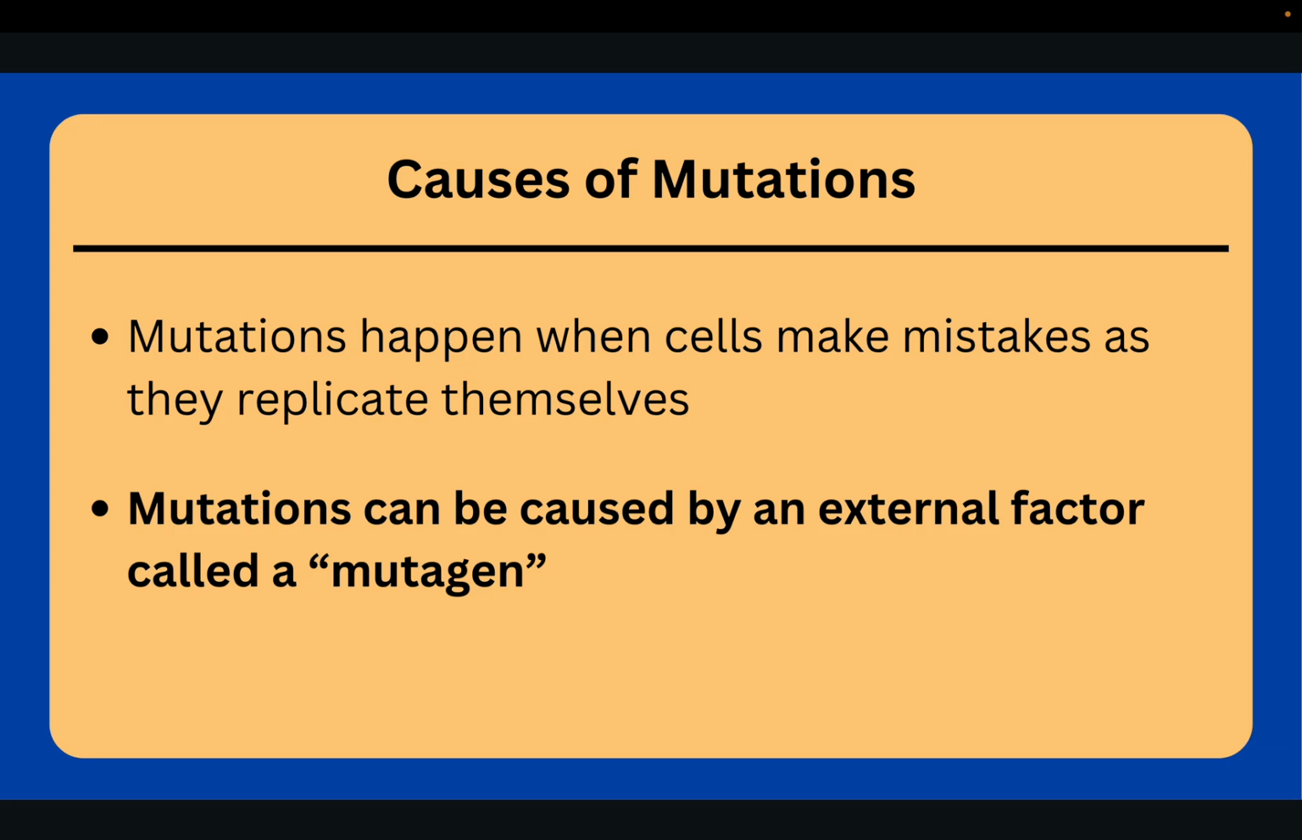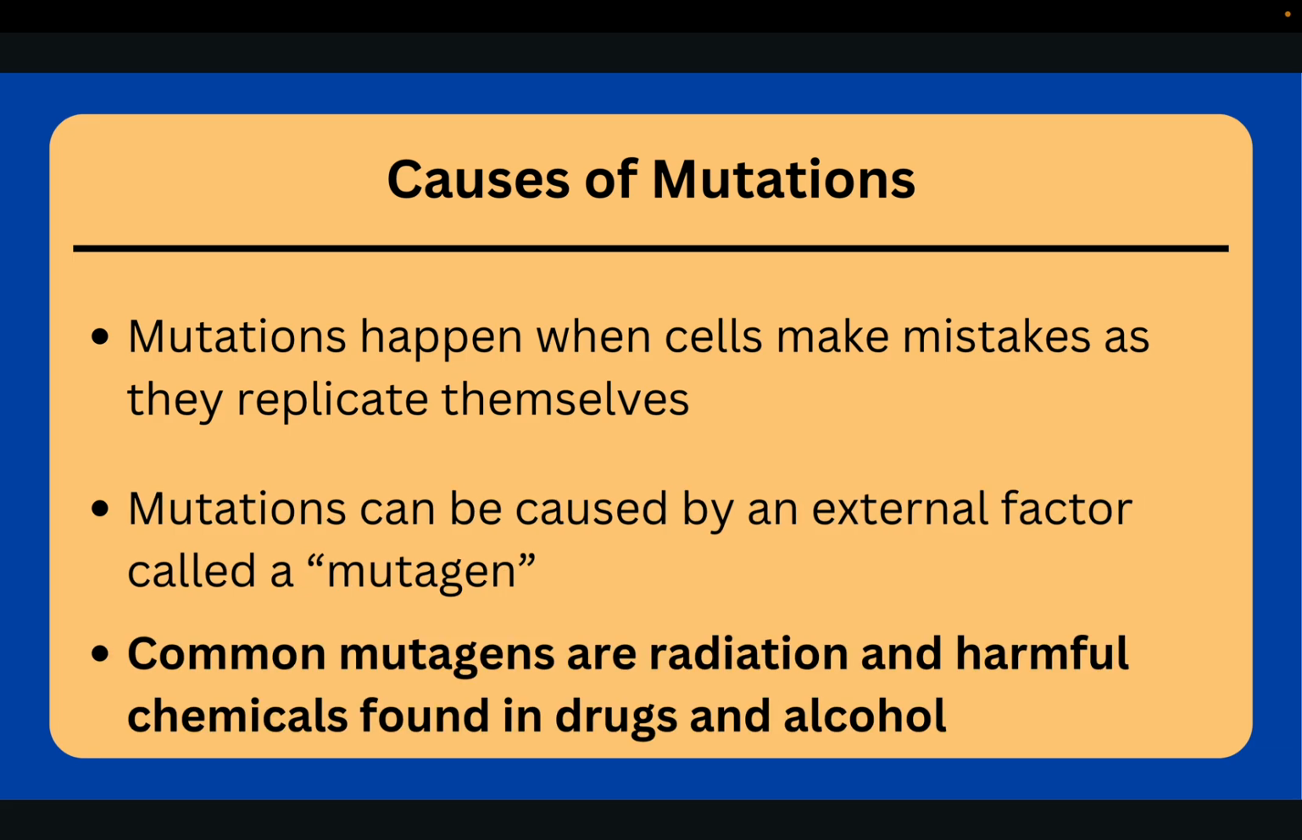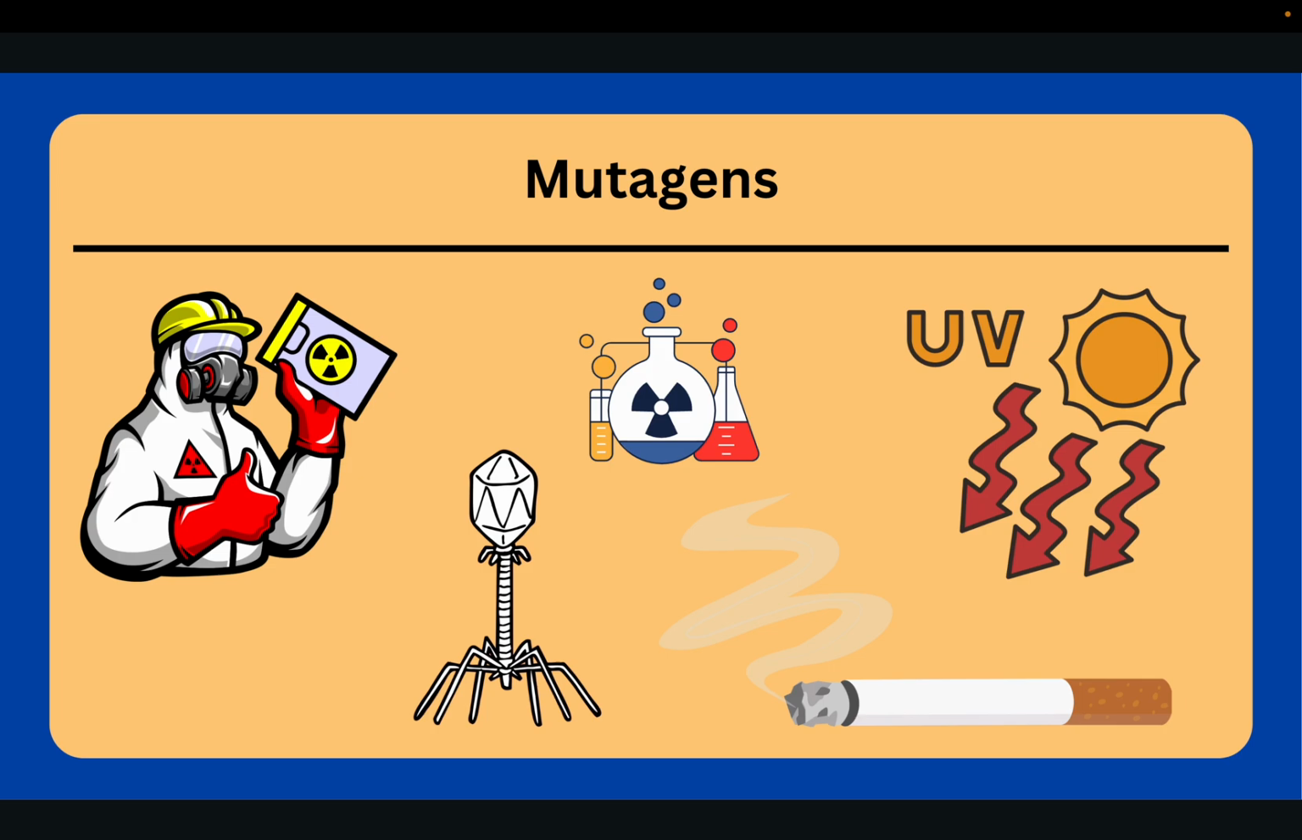Mutations can also be caused by an external factor called a mutagen. Mutagens are the things that you want to stay away from. They're going to cause your DNA to get scrambled a little bit. It's going to change up those letters. Common mutagens are things like radiation, harmful chemicals, drugs, alcohol, anything of that nature that's just bad for you could be a mutagen, something that causes a mutation to happen.